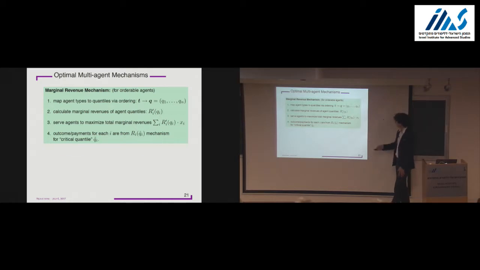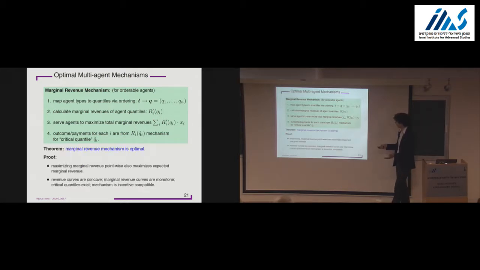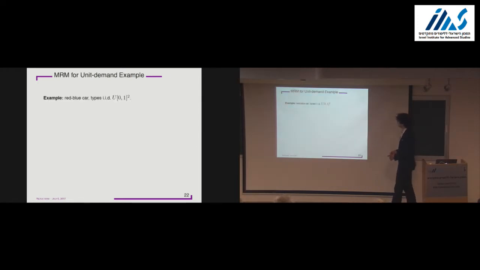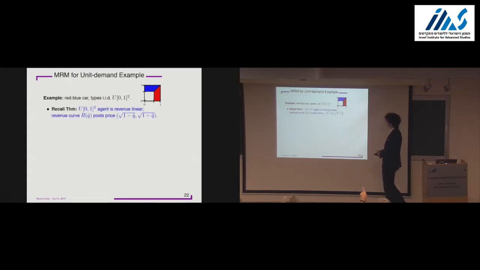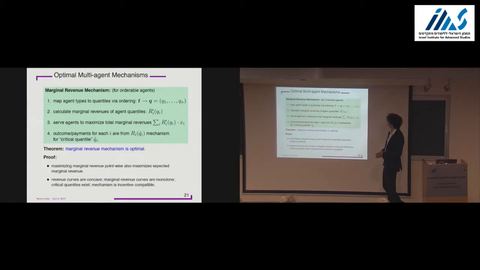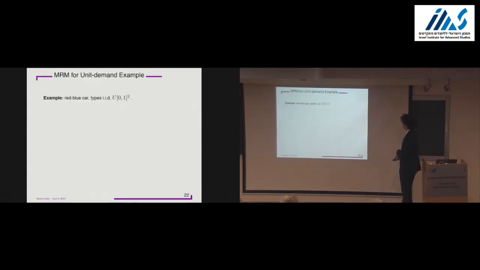Okay, you have the same theorems, but rather than go through that in detail, I want to do the example. So let's look at the red-blue car example with types IID uniform 0-1. That's this example. We know what ex-ante mechanisms look like. The marginal revenue mechanism, that's this guy. Okay, the marginal revenue mechanism.